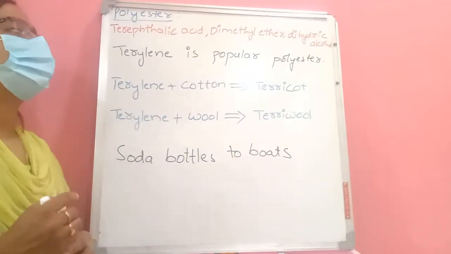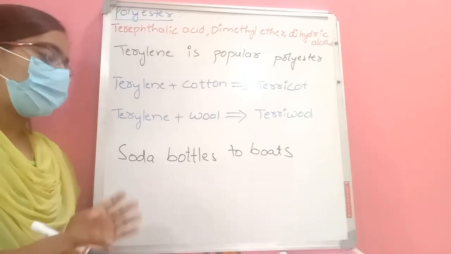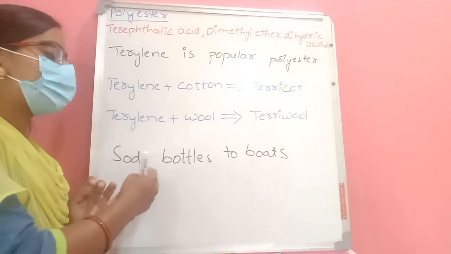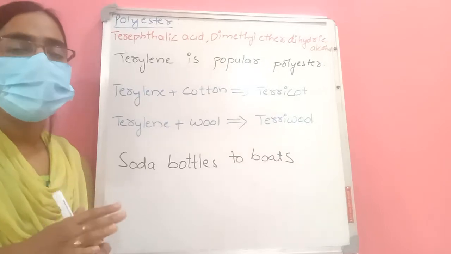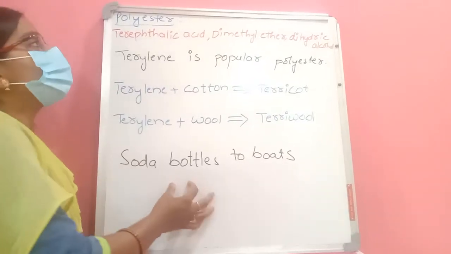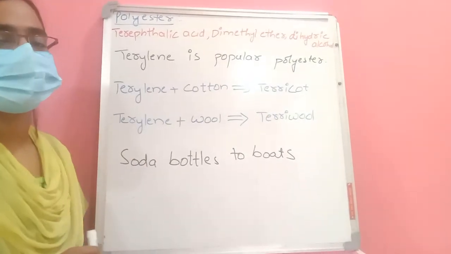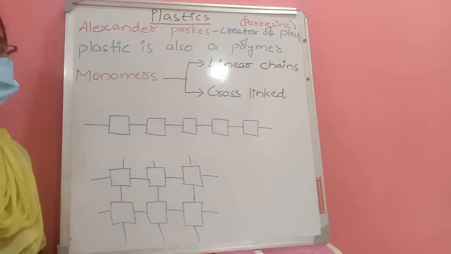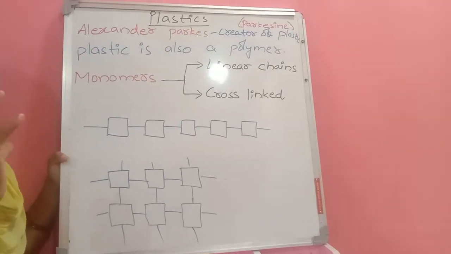And these polyesters are used from making soda bottles to boats. All these are made with polyesters. All these we learned now. Next topic we have is plastics.